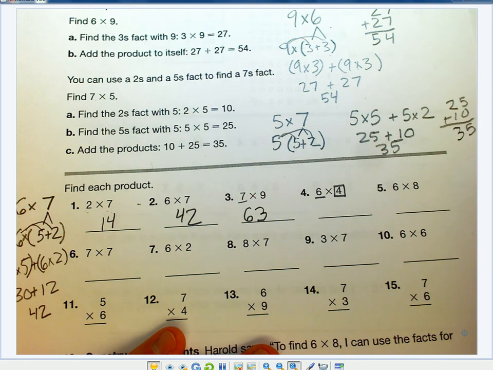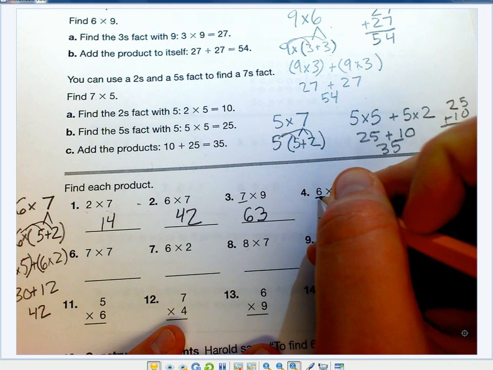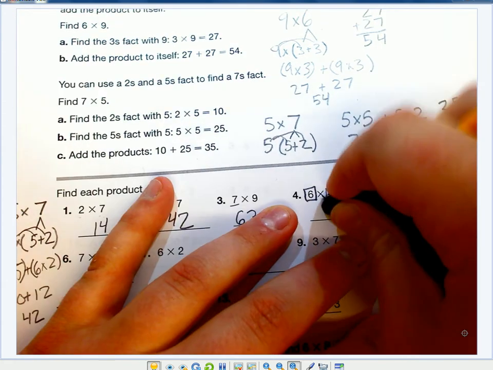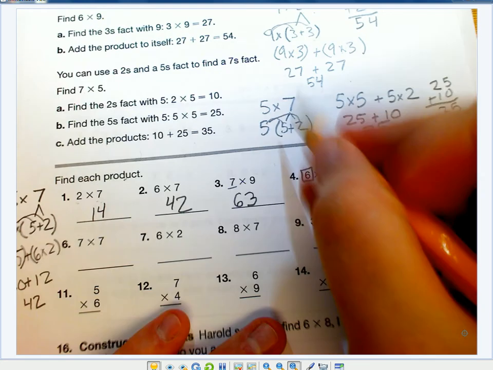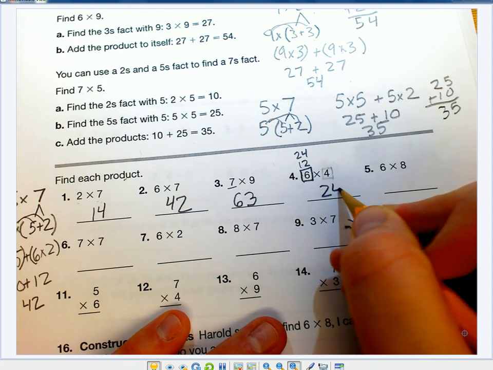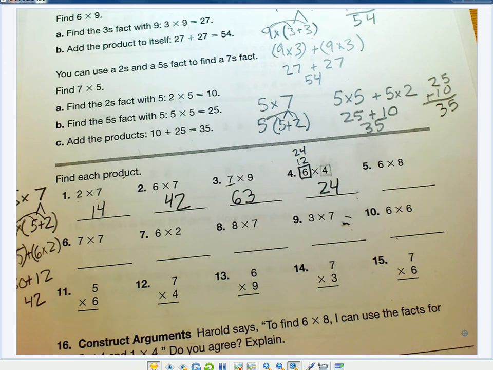I can use the double strategy on my 6, not my 4. Double the 6, it equals 12. Double the 12, it equals 24. There we go. So you can go ahead and work through. You can either split it, use ones that you already know, or just know the fact by heart, which we're hoping that we have by this point in the year.